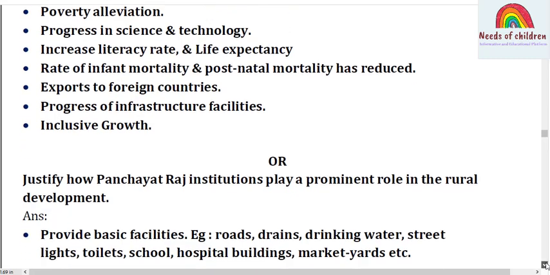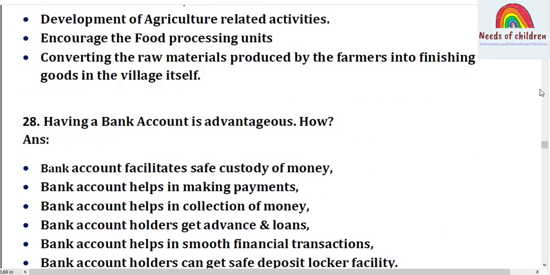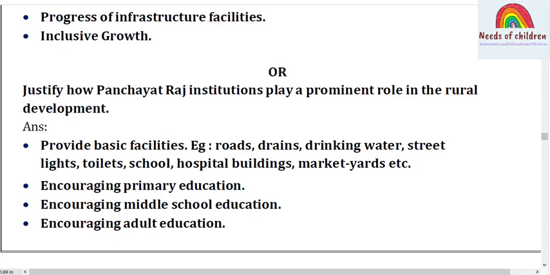So what is the choice question and which lesson? Okay, justify how Panchayat Raj institutions play a prominent role in rural development. Students, this is the question from economics, lesson rural development. Answer for this: provide basic facilities, for example roads, drainages, drinking water facility, street lights, toilets, school and hospital buildings, market yards, etc.